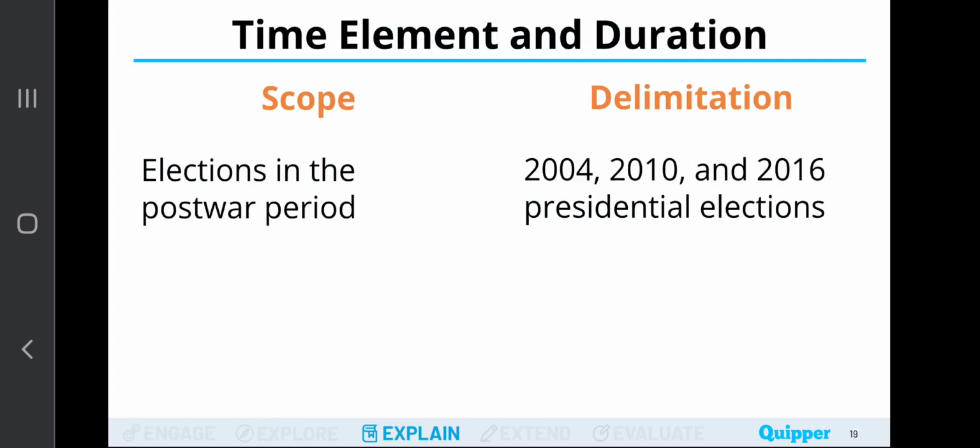Another example, time element and duration. For scope, it could be stated there, elections in the post-war period. Post-war period is after World War II, which was during the 1930s, 1920s. So taas na kayo nga panahon, almost 100 years. The delimitation is more specific. Elections in 2004, 2010, and 2016 presidential elections. So mas klaro kung asa nga mga data ang imuhang kwaon, kung unsa nga mga data ang imuhang kinahanglanon, and most of all, kanus-an ni nahitabo, so that you can generate the data that is more specific.